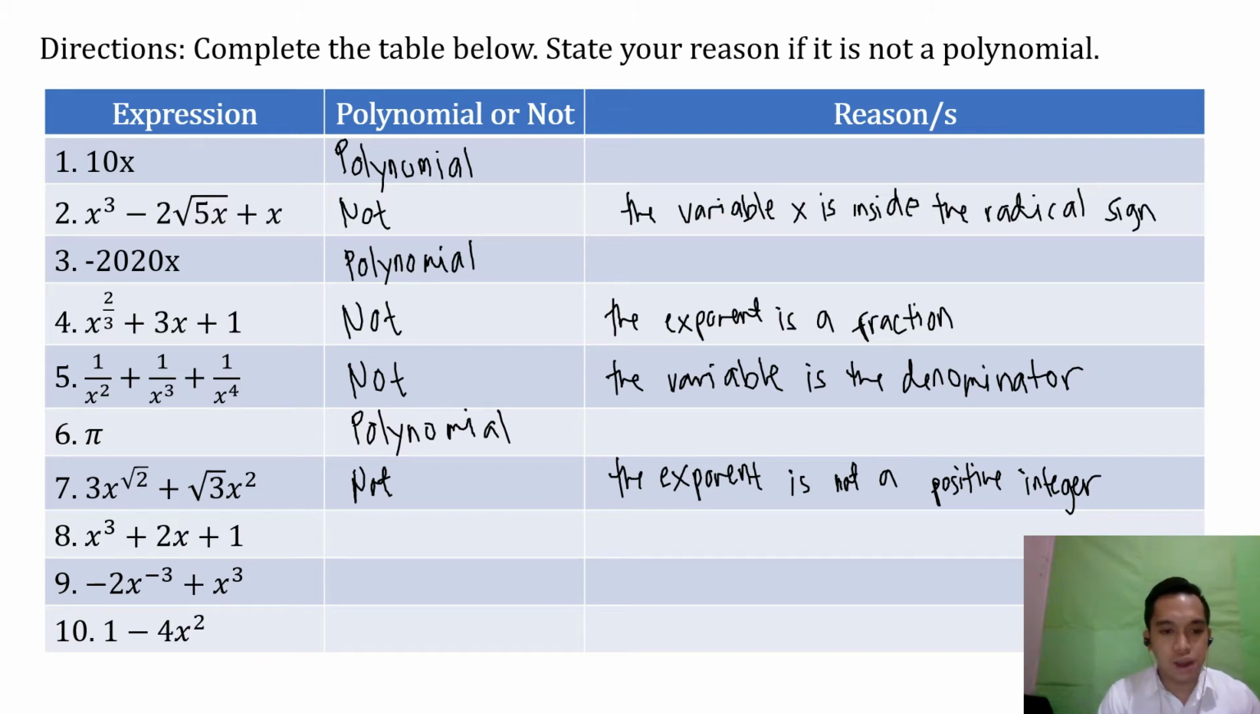What about number 8? Number 8 is x cubed plus 2x plus 1. Klarong-klaro, that is a polynomial. What about number 9? Negative 2x raised to negative 3 plus x cubed. Klarong-klaro, not a polynomial since the exponent is negative.